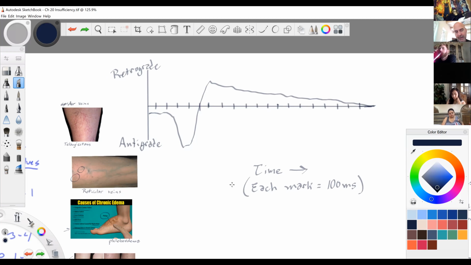I have on this waveform antegrade, in other words, back to the heart, at the bottom. So this is positive flow or antegrade flow right here, and this is negative flow, backwards flow over here. You don't have to have it that way.